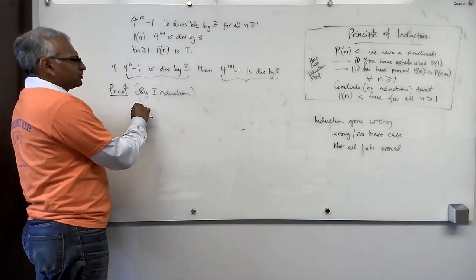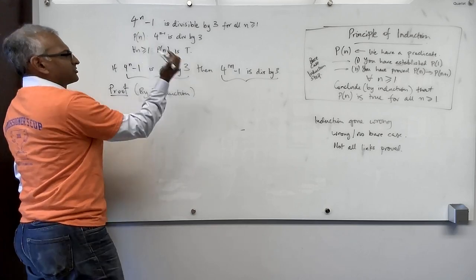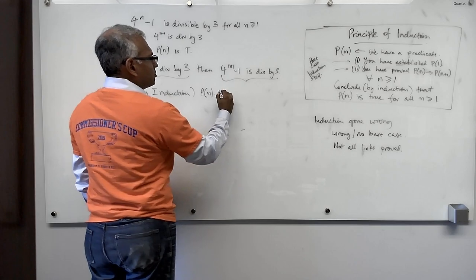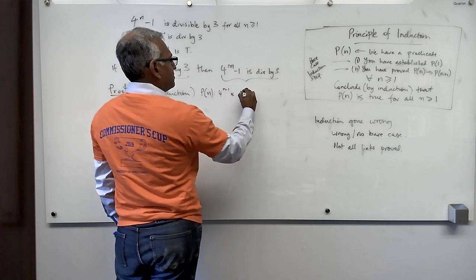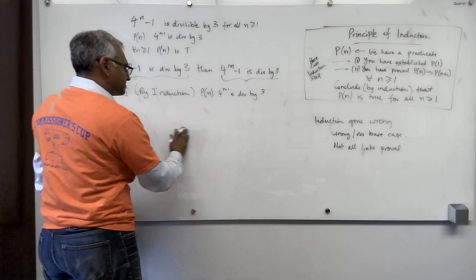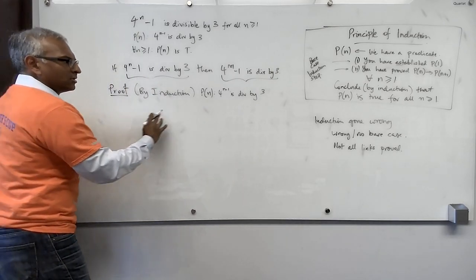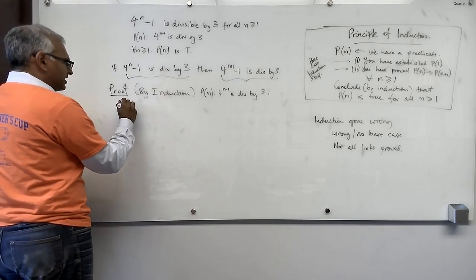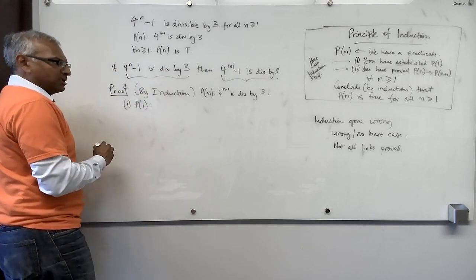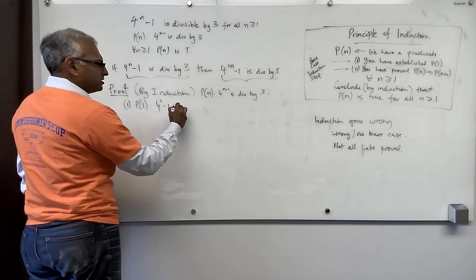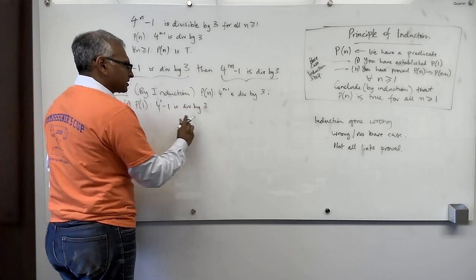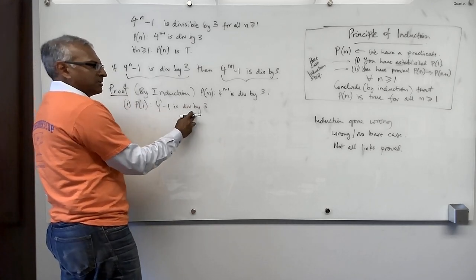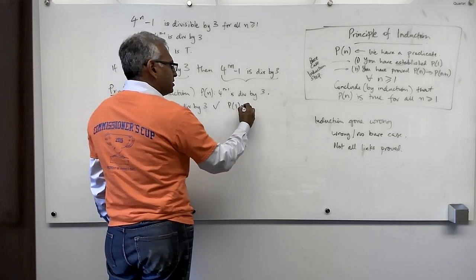It's usually helpful to restate the predicate. So, our predicate, our claim, is P of n is the claim that 4 to the n minus 1 is divisible by 3. And now the proof is by induction of this claim for all n greater than or equal to 1. So, let's establish the base case. P of 1 is the claim that 4 to the 1 minus 1 is divisible by 3. What is that saying? That's saying that 4 minus 1, which is 3, is divisible by 3. That's clearly true. So P of 1 is true.